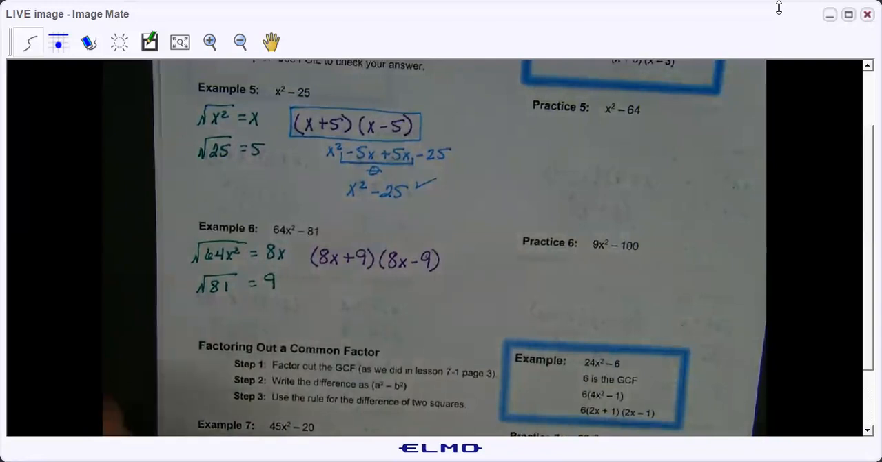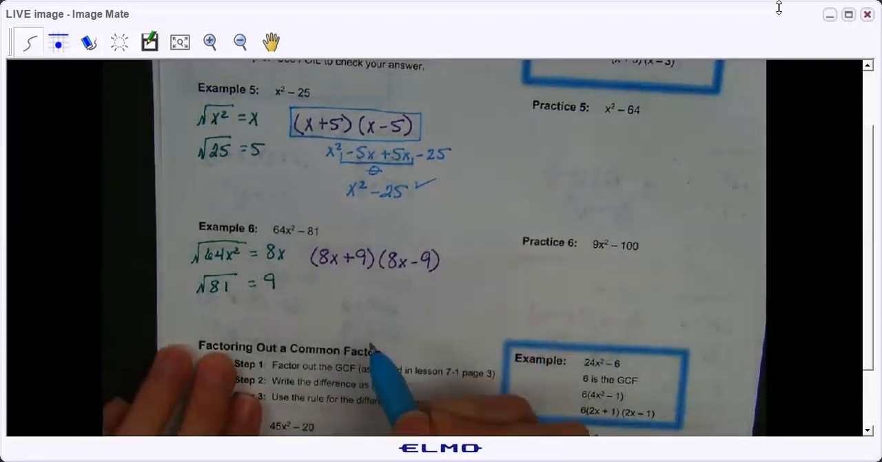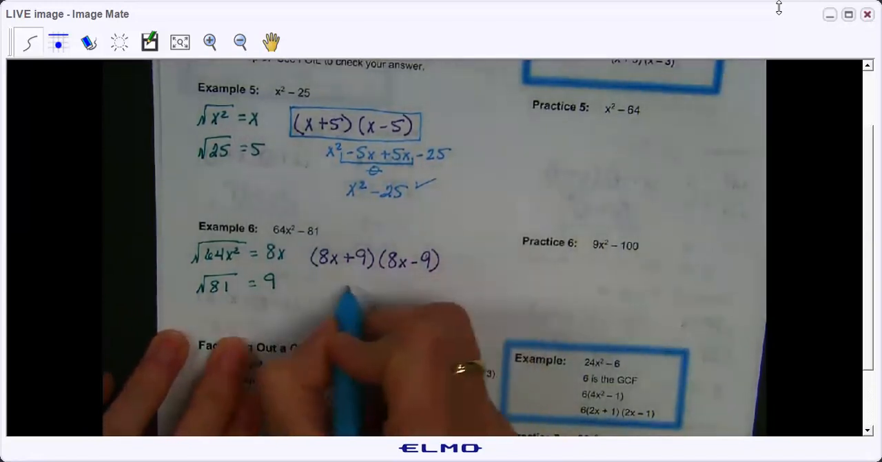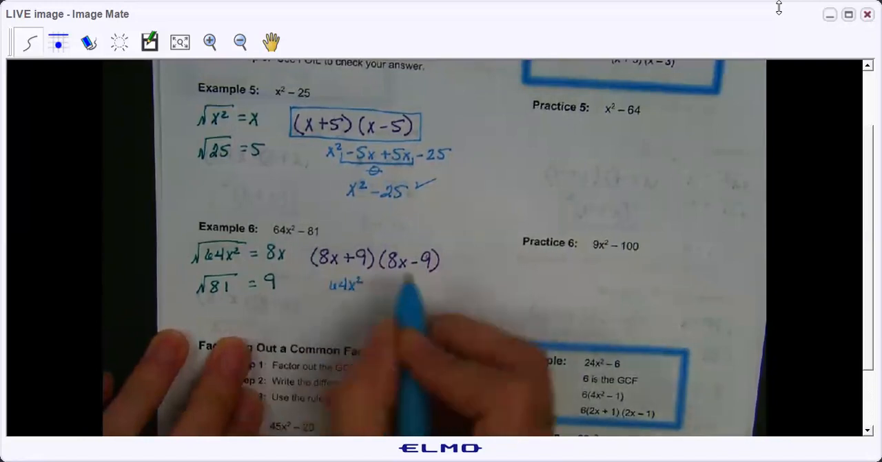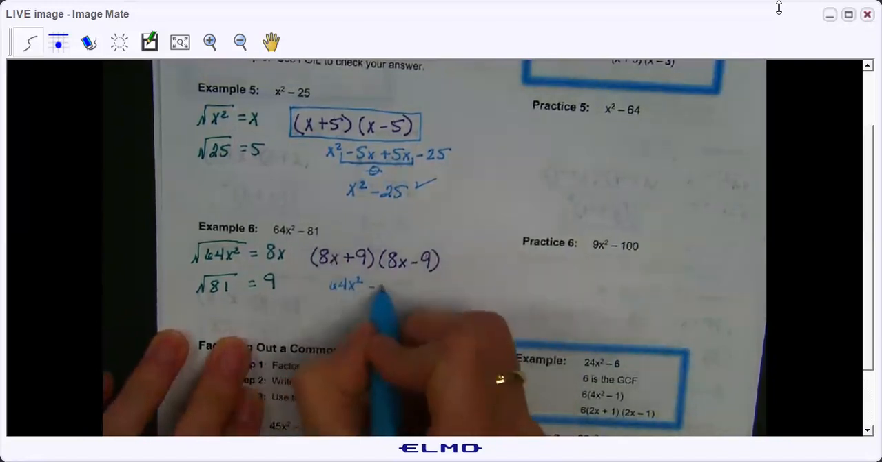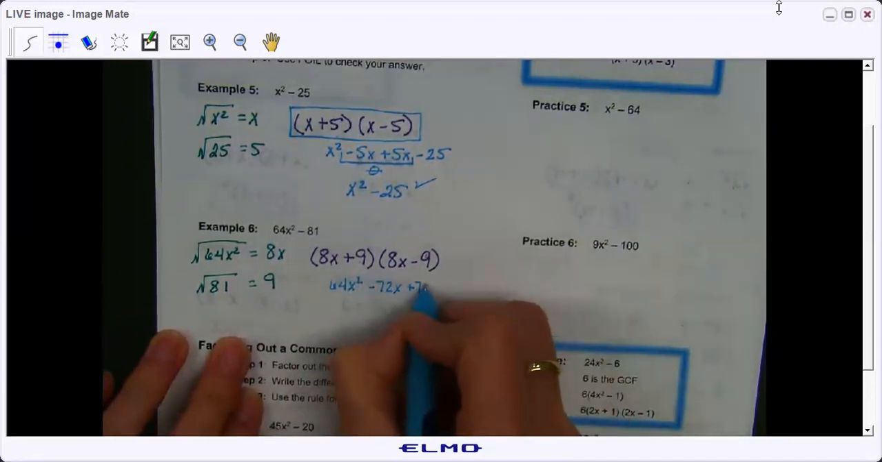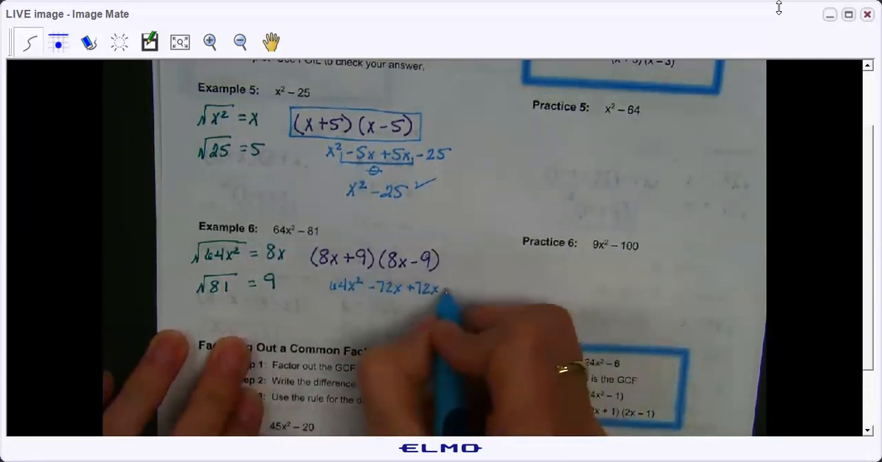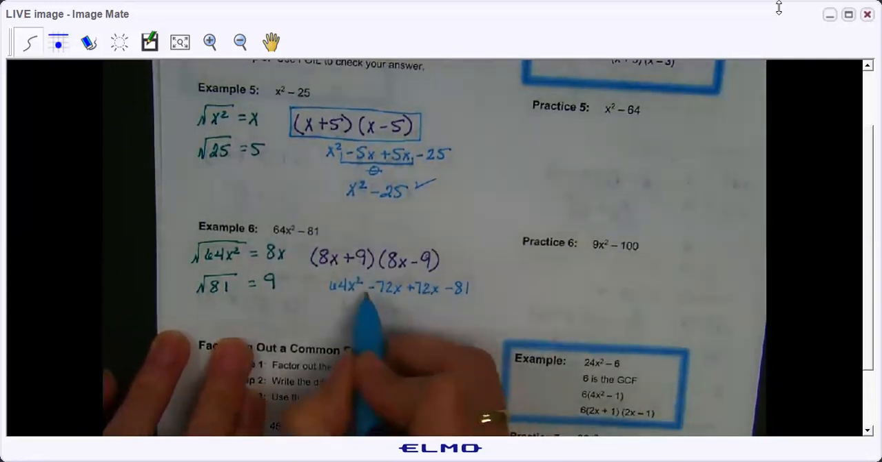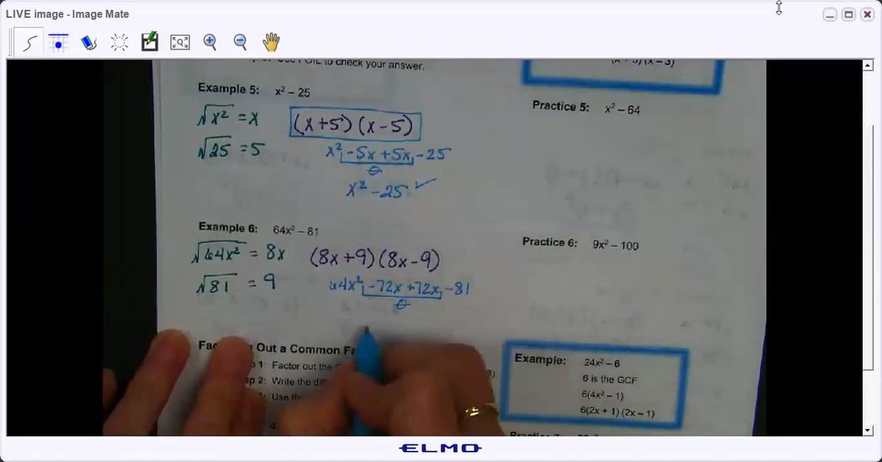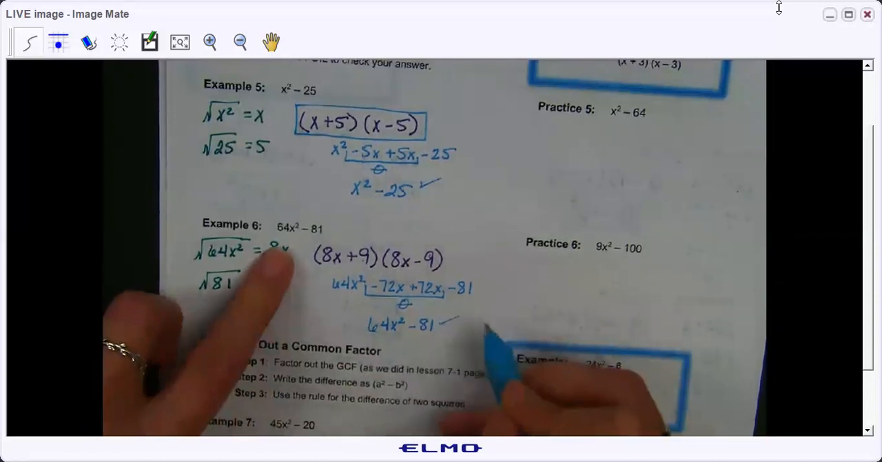And we can go back and we can distribute to see if we ended up with the right answer. And the right answer meaning if we end up with what we started with at the top, then our answer checks out. So 8x times 8x is 64x squared. 8x times a negative 9 is a negative 72x. 9 times an 8x is a positive 72x. And 9 times a negative 9 is a negative 81. Our negative 72x and positive 72x cancel out. So we're left with 64x squared minus 81, which is what we started with. So this is correct.